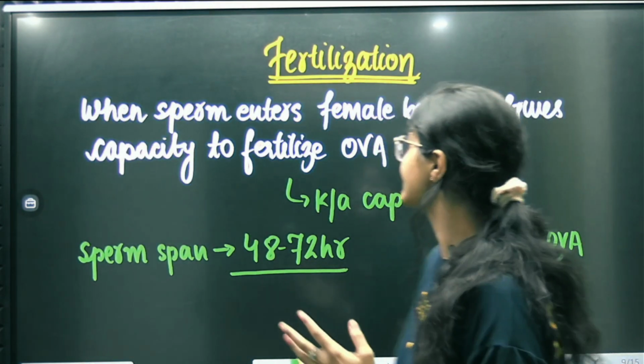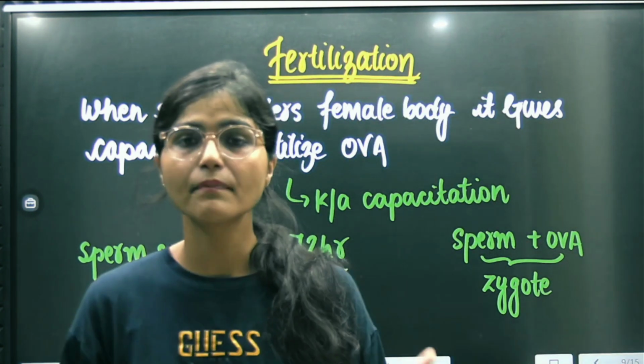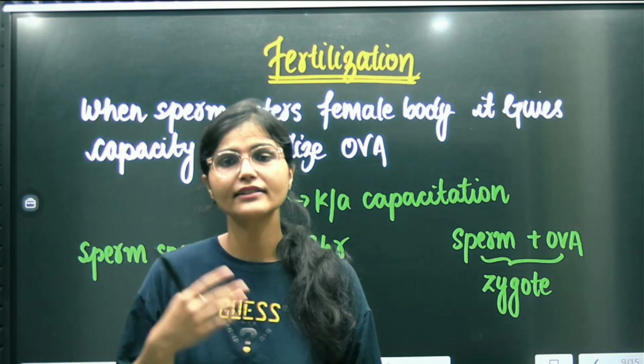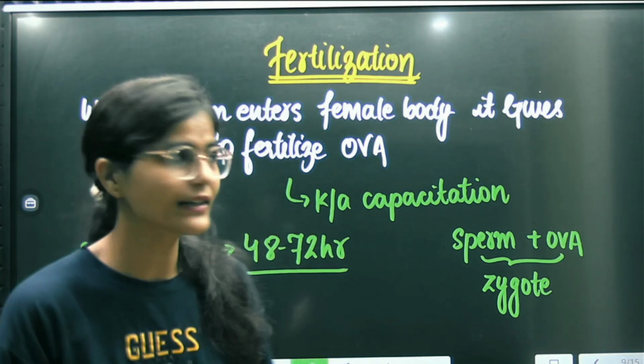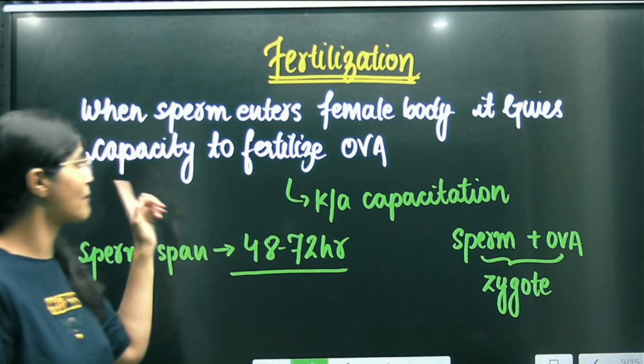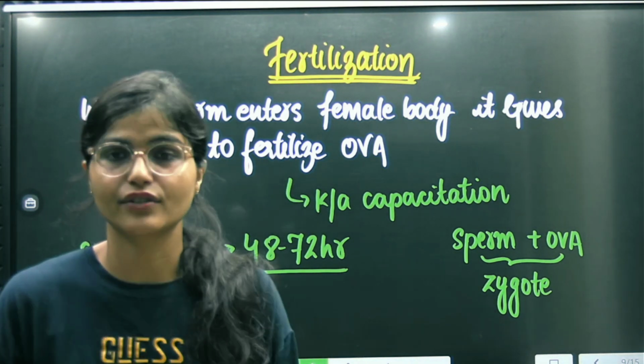The next thing is fertilization. Fertilization is a process in which the sperm fertilizes the ovum, right? But in between there are some important aspects that you must know. Like what? When the sperm enters the female body, it gains the capacity to fertilize the ova, and this process is called capacitation.